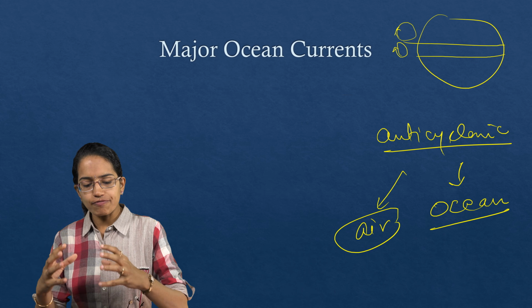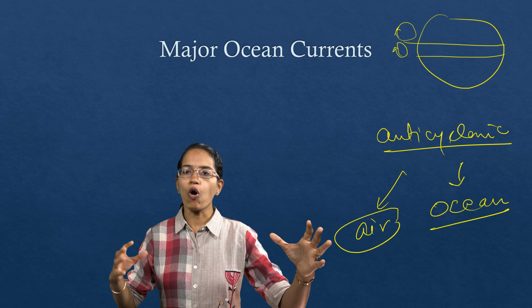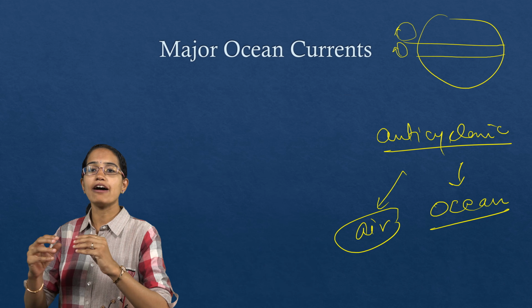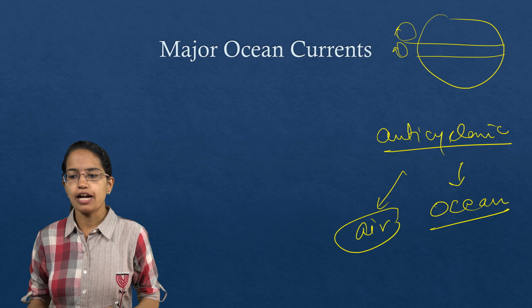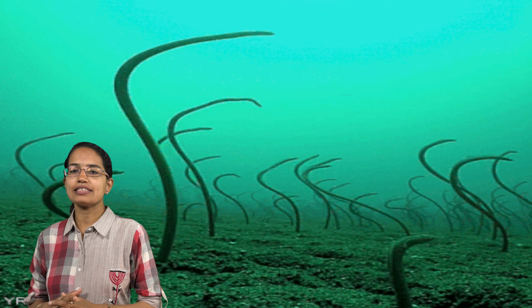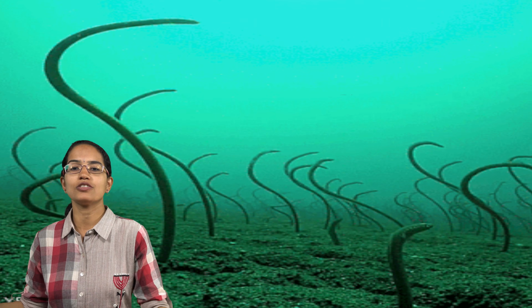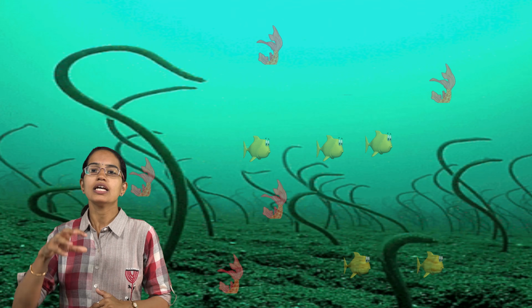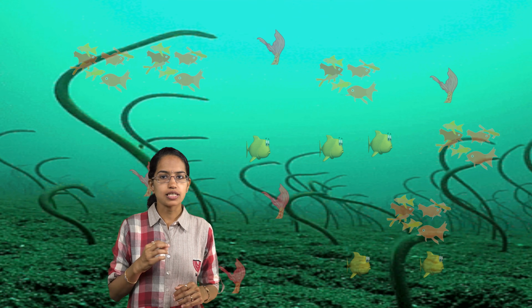And wherever you have a mixing of a warm current and a cold current, you would have the most fertile fishing grounds. Very high growth of plankton is seen, and because you have numerous planktons, you have numerous fishes in those areas, and those are the major fishing sites across the globe.